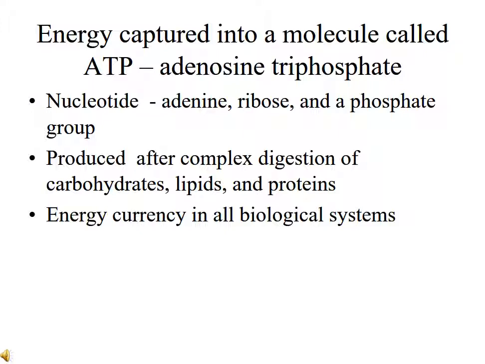So ATP is adenosine triphosphate. Adenosine triphosphate is a nucleotide made up of adenine, ribose, which is a sugar, and a series of phosphate groups. ATP is produced after complex digestion of either carbohydrates, lipids, and proteins. Remember, these are all macromolecules that are broken down, and when that breakdown occurs, energy is released. So, ATP is the energy currency in all biological systems.